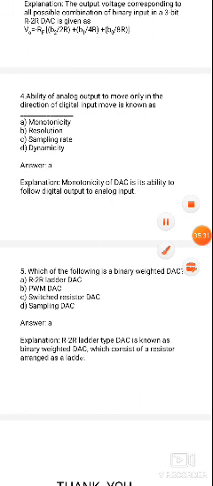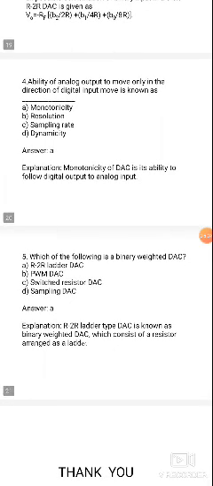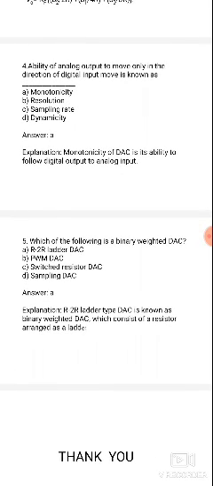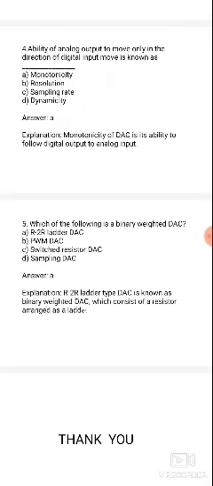The ability of the analog output to move only in the direction of the digital input is known as monotonicity. Or B is the resolution, C is the sampling rate, D is the dynamicity. The answer is monotonicity. The analog output moves in the direction of the digital input. The analog output decreasing with respect to digital input is called non-monotonic. So monotonicity is the DAC's ability to follow the digital input in its analog output.